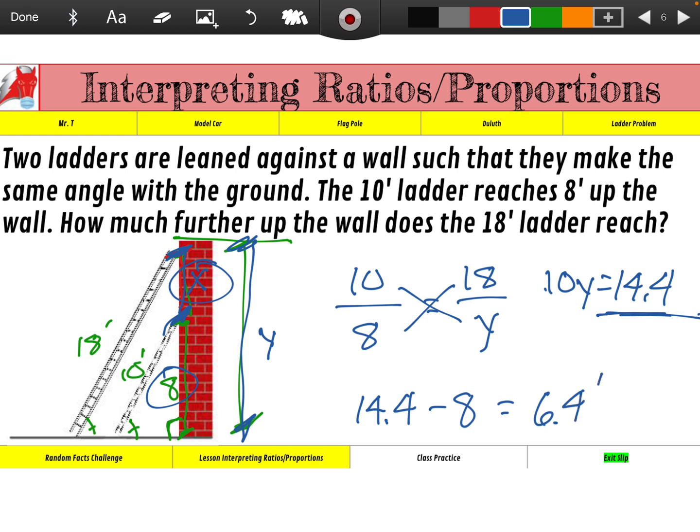Or if you wanted to turn that into inches, you could just take 0.4, so 4 over 10, so 2/5. So you could just simply take 2/5 of 12, or you can leave it right here. But that's just fine, 6.4 feet, or you could write it out, feet, same thing.